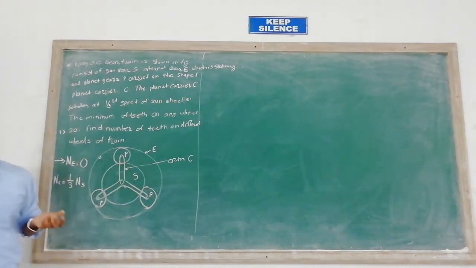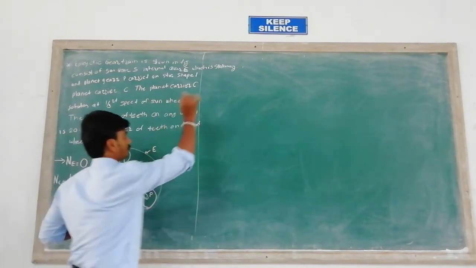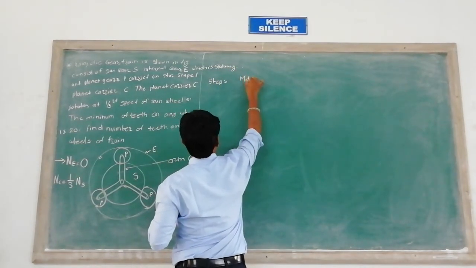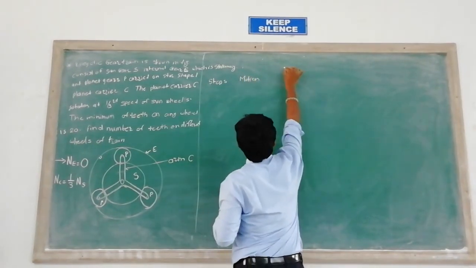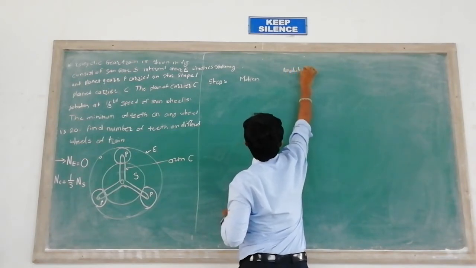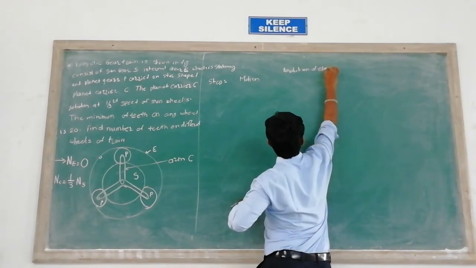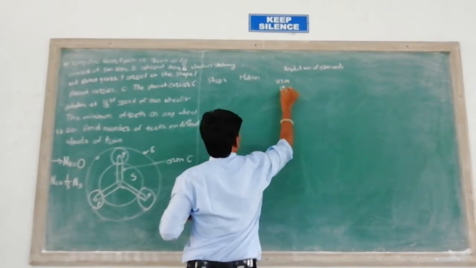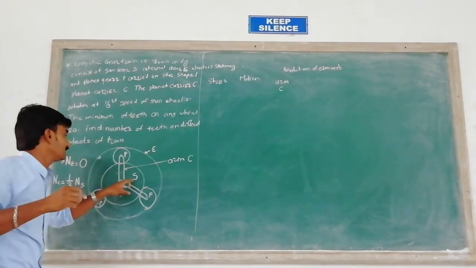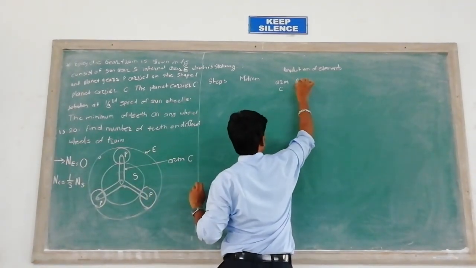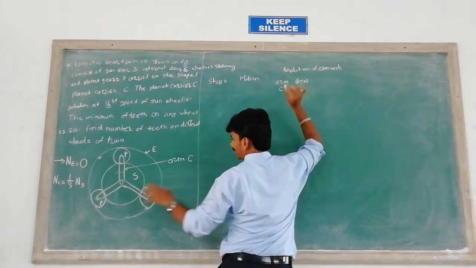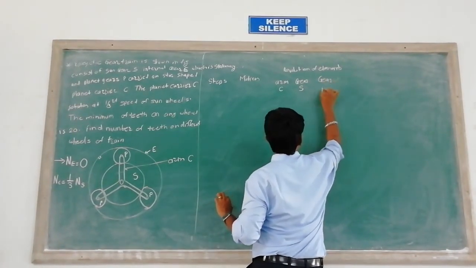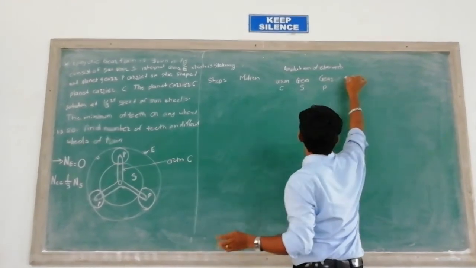So while solving such a numerical, first of all we prepare a table. Our table consists of steps, then motion, then the revolution of the elements. The first element is arm C, the second element is the gear S, the third element is the gear P, and the last element is the gear E.